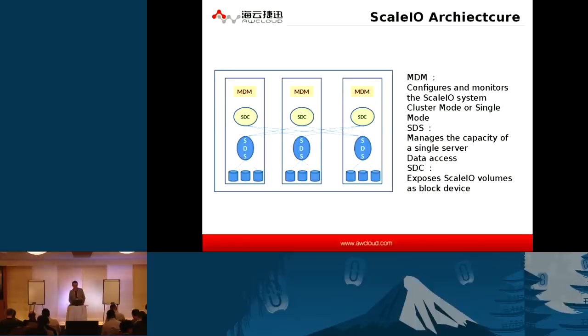Another daemon is the SDS. You can think of it as equal to the OSD in a Ceph cluster. The SDS manages the capacity of a single server and data access. There's only one SDS in one server. This is different from the OSD. You know that you have one OSD for one disk, but you have one SDS for one server. And the last daemon is the SDC. The SDC is used to expose the ScaleIO volumes as a block device. When you map a ScaleIO volume, you get a device named like /dev/scini-abc, and then you can use it.